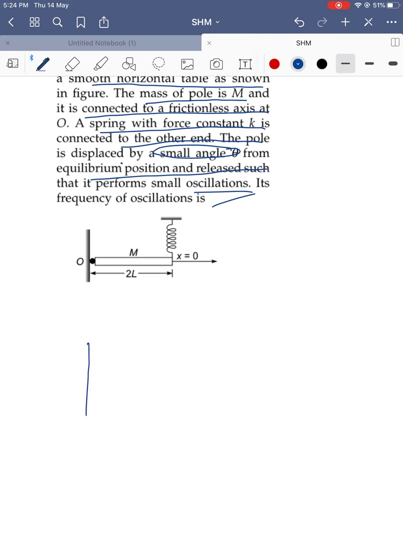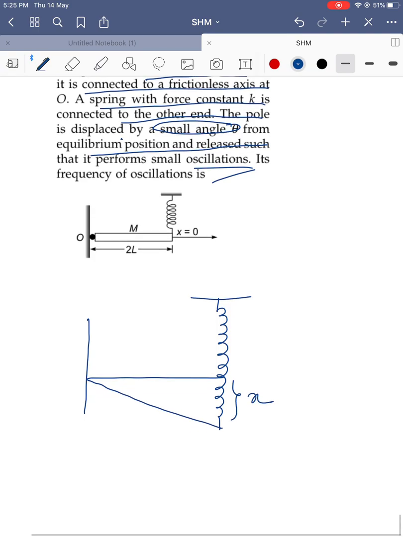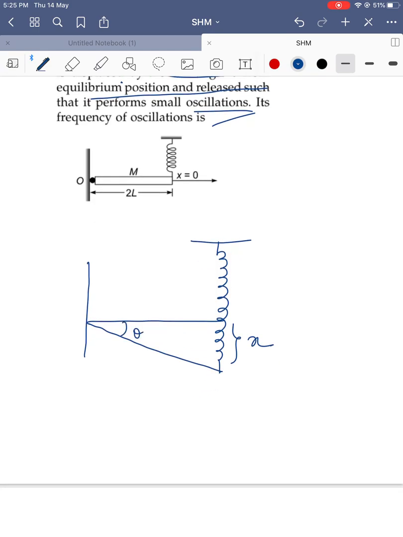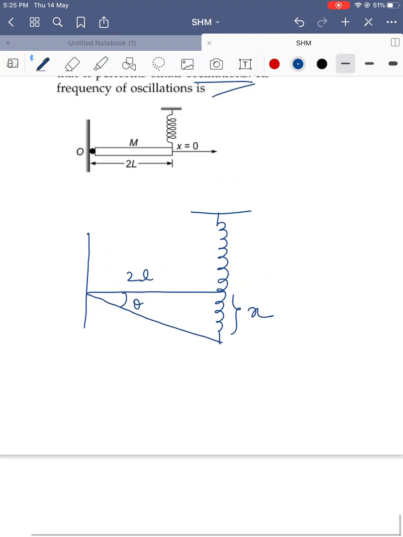Initially it is horizontal, now it is displaced a little bit. When it is displaced by an angle theta, here the spring is compressed. As I explained previously with the stretched one, I'll explain with the stretched case. So now the spring is stretched. How much is it stretched? X. It is stretched X, and here is an angle theta. How much is the length? 2L. So what is the force?